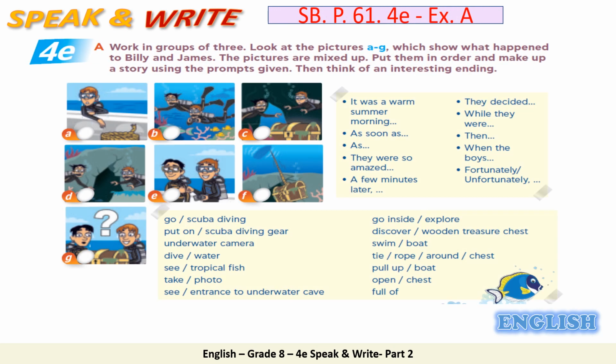Now open your student book, page 61, exercise A. In here, you should work in groups of 3. Look at the pictures, A to G, which show what happened to Billy and James. The pictures are mixed up. Put them in order and make up a story using the prompts given. Then think of an interesting ending.